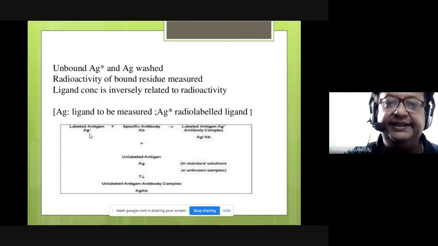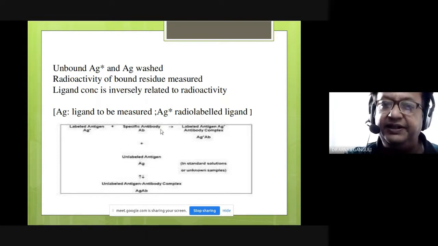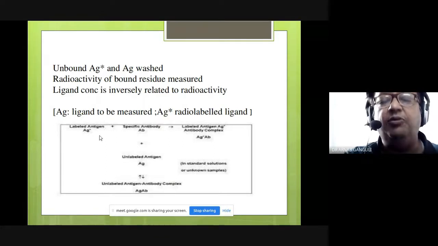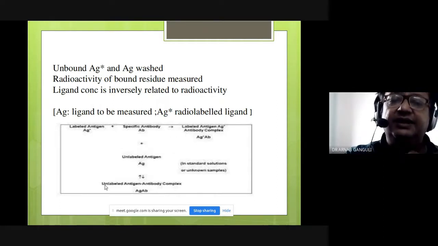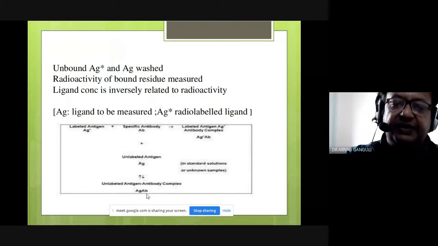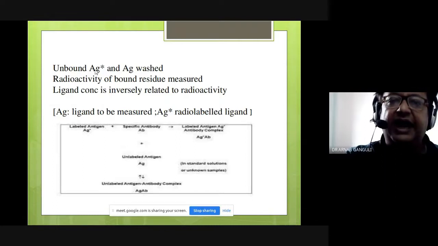So labeled antigen plus specific antibody, you have a labeled antigen antibody complex. To that you add unlabeled antigen. Then what you get is unlabeled antigen antibody complex. So depending upon how much label is there, that much radioactivity is detected. Unbound labeled antigen and normal antigen are washed. Only the radioactivity of the bound residue is measured, and the ligand concentration is inversely related to the radioactivity.